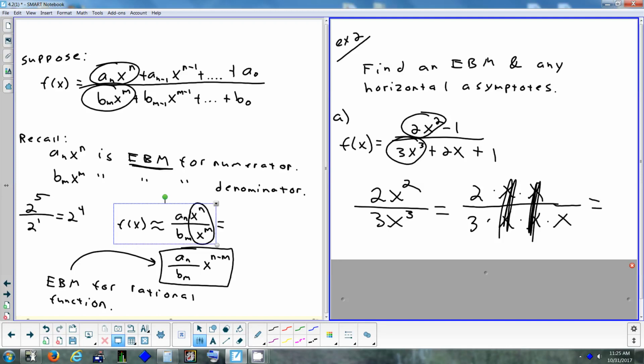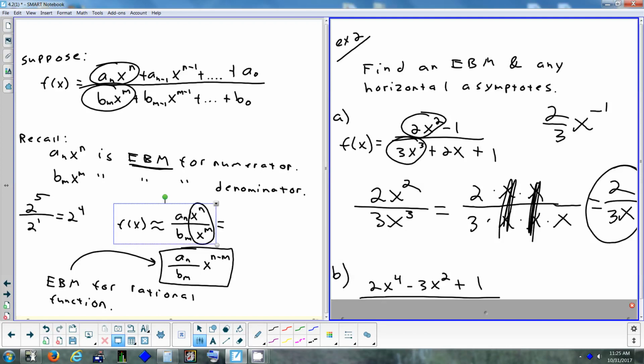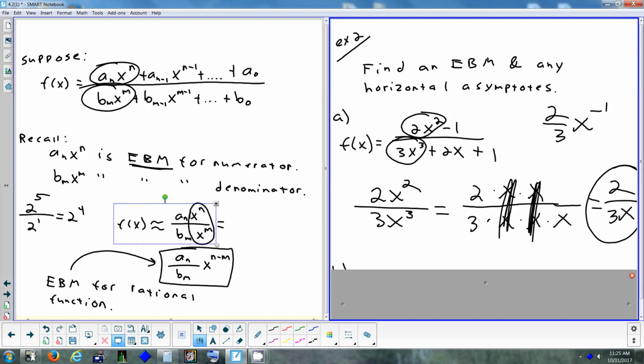Rather than write it, you could do this, but I would rather you do that. Okay. Numerically, same thing. It's just, trust me, you're going to find this one easier to work with. And that's it. That's your end behavior model. Any question on that?